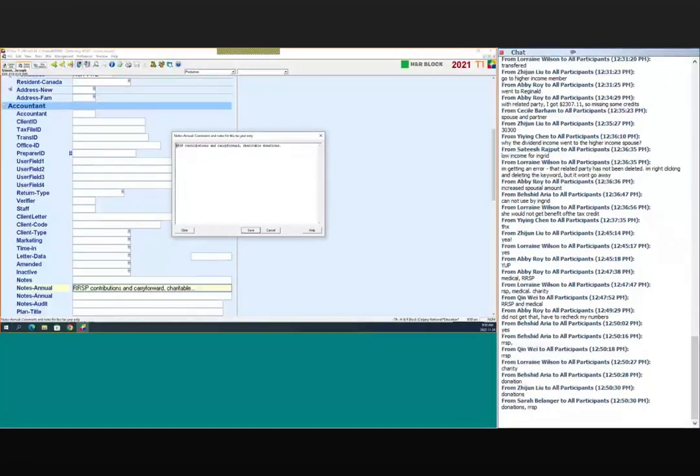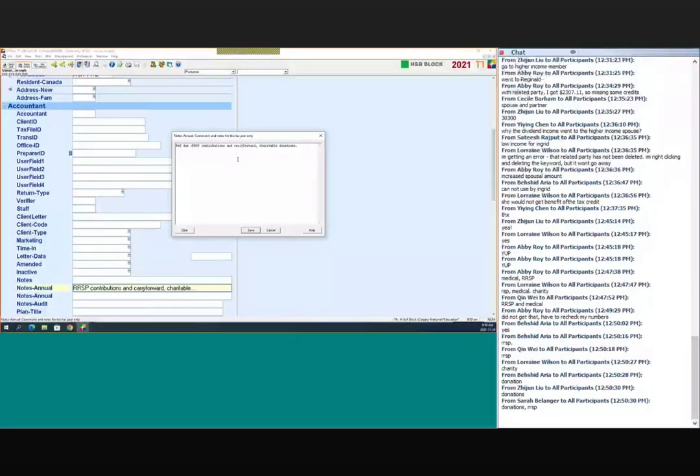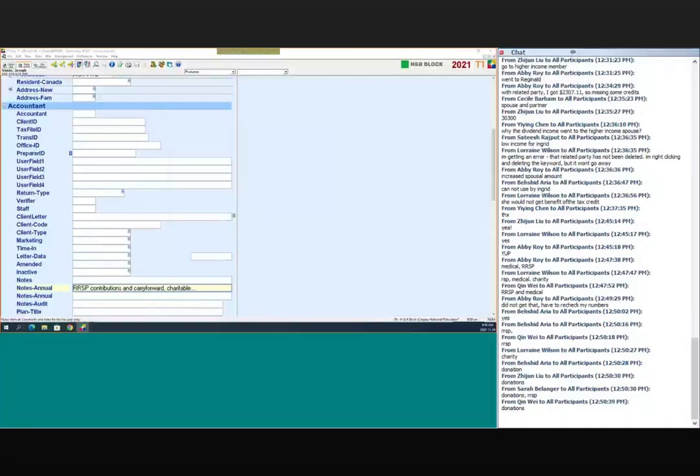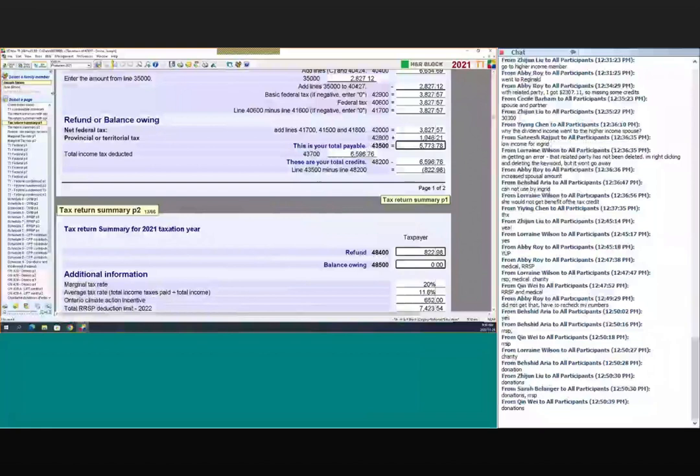So shared the donation, that's right. So he had RSP contributions and the carry forward. That's what his refund is due to, RSP contributions and the donations. Exactly. So let's save that. You'll notice that we didn't have to use the controller optimization because the software automatically optimized it.